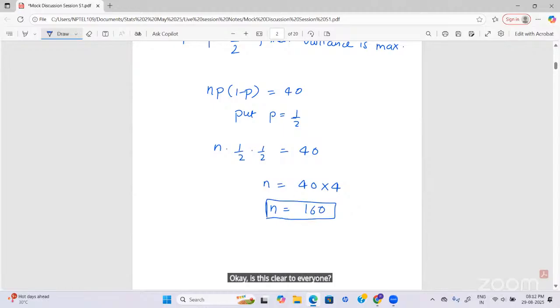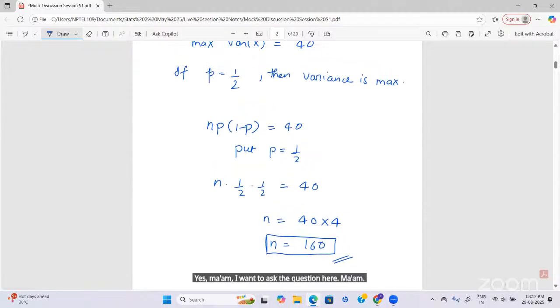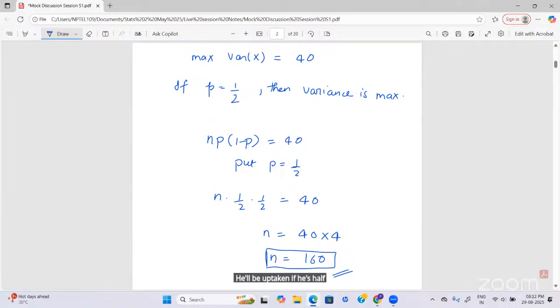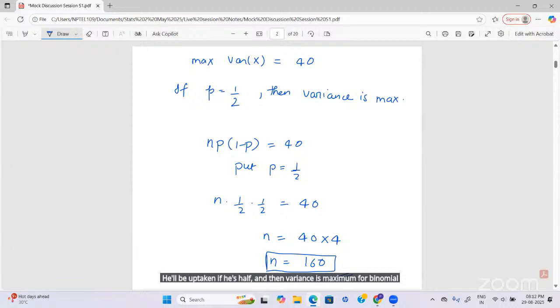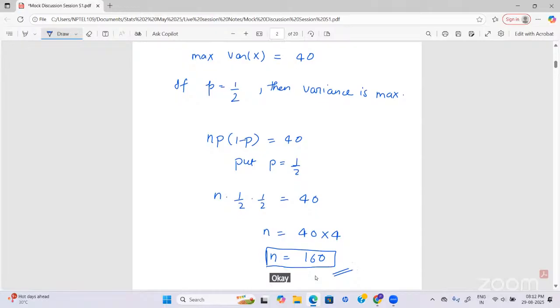Yes, ma'am. I want to ask a question. Here, if p is half, then the variance is maximum for binomial. Is it true for the other distributions also? No, it is for the binomial distribution, not for all the distributions. Okay, thank you. Because here you can see the formula of variance is np(1 minus p).